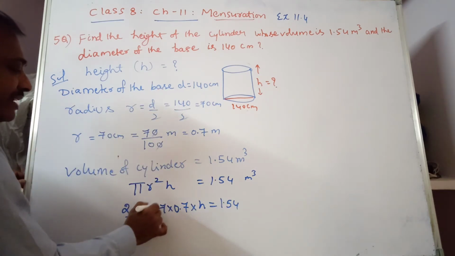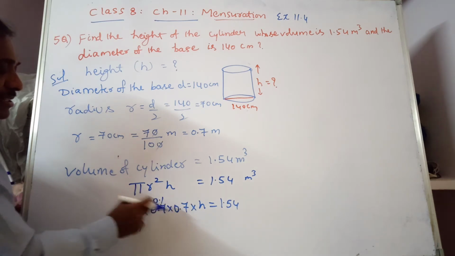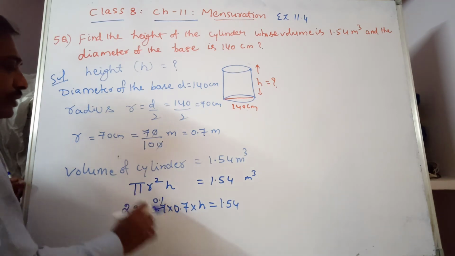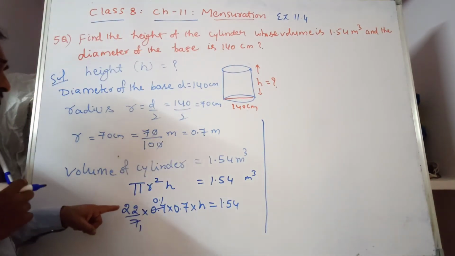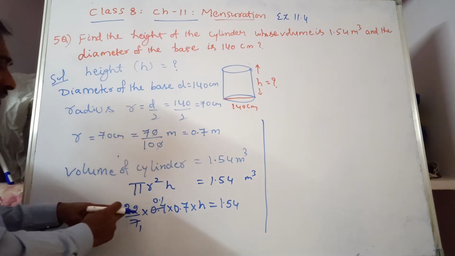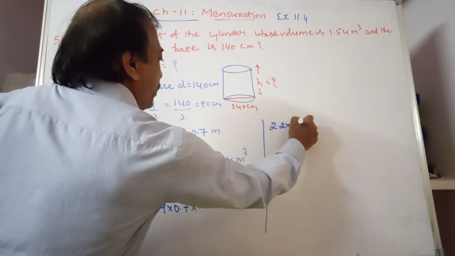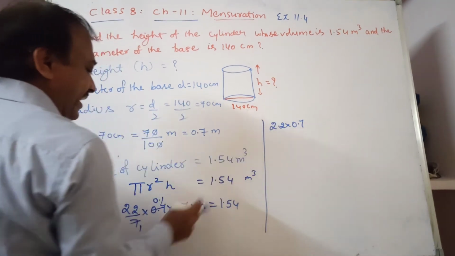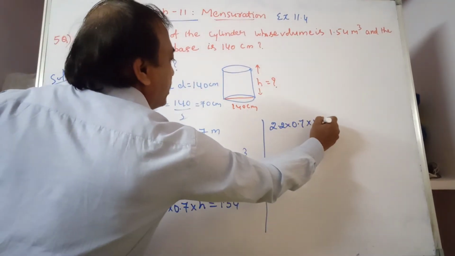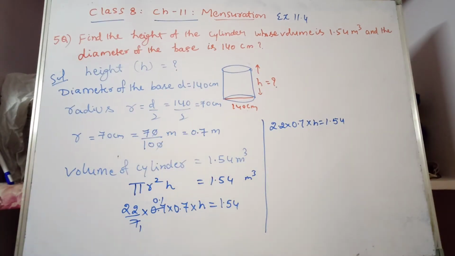7 ones are 7, 0.1. 7 ones are 7 and a point, 7 zeros are 7 ones are. So we have 22 into 0.1 into 0.7, which is nothing but, observe it, 22 into 0.1, which is nothing but 2.2 into 0.7. 22 into 0.1 is 2.2. Then into 0.7 into h is equal to 1.54. Now you see that part, 2.2 and 0.7.